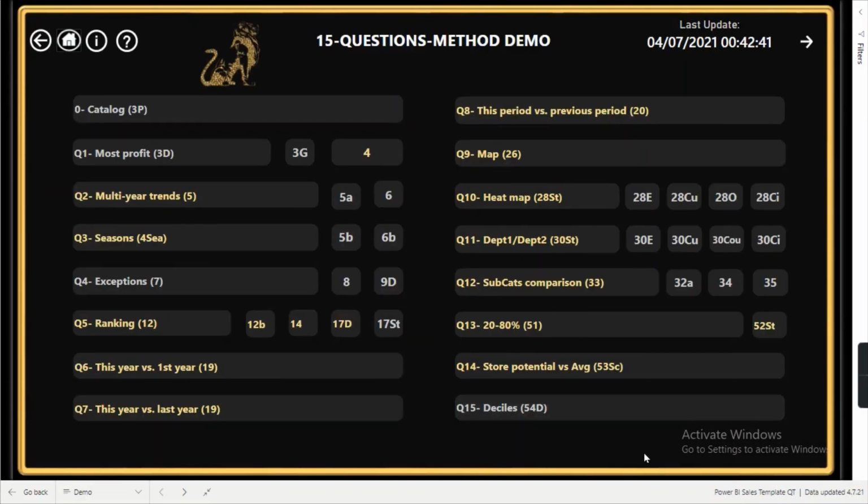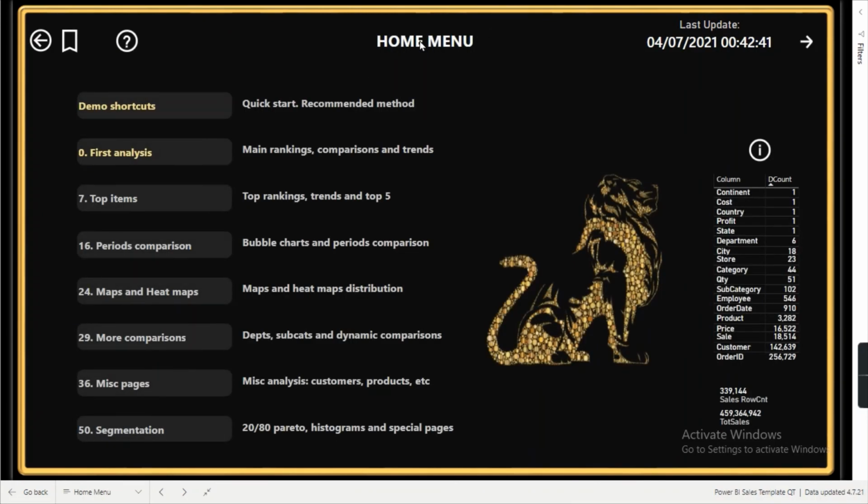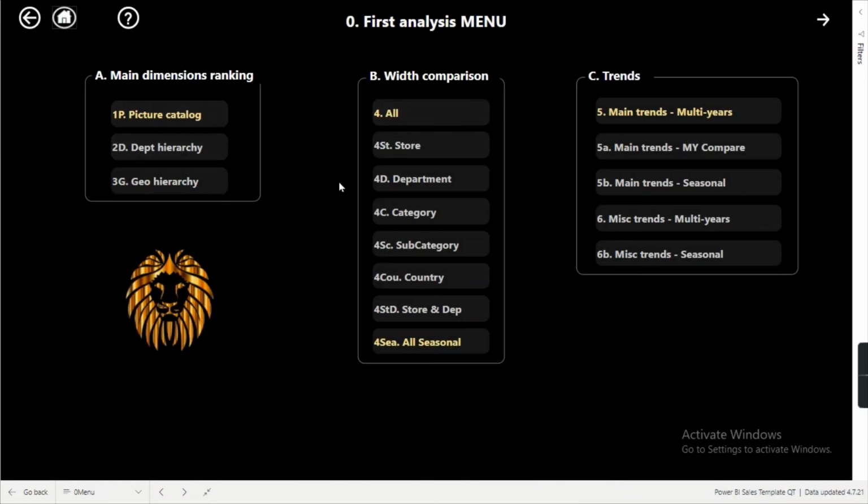So I showed you around 15 pages from nearly 100 pages. Let's see the rest of the pages quickly, very quickly. Let's go to the home page, the main menu. That was the demo menu that we saw. The rest of the menus are here. Let's start from the first analysis. It has groups of pages.